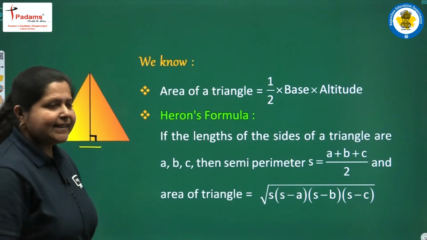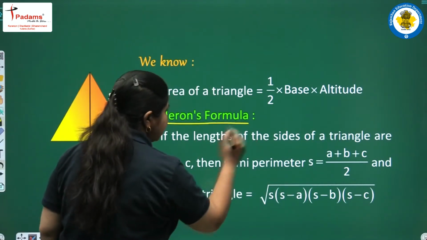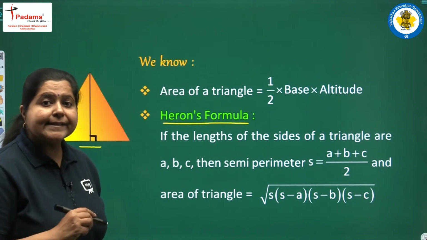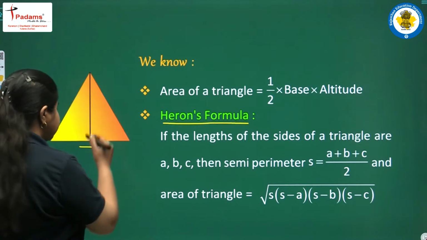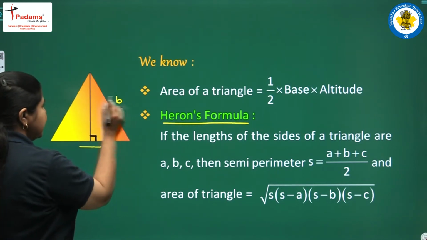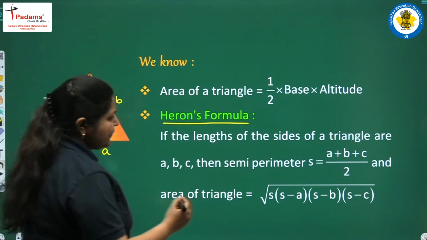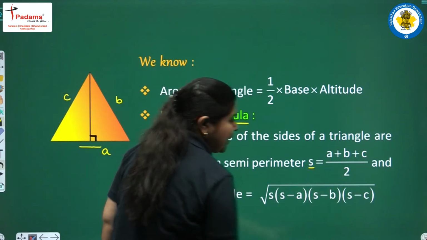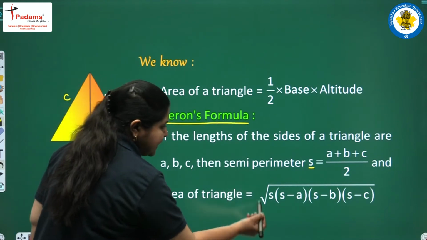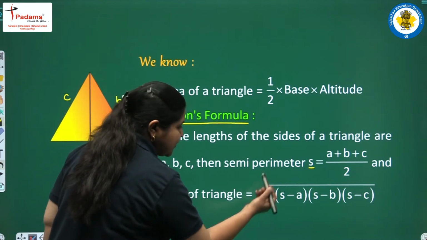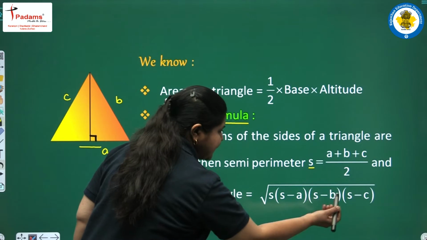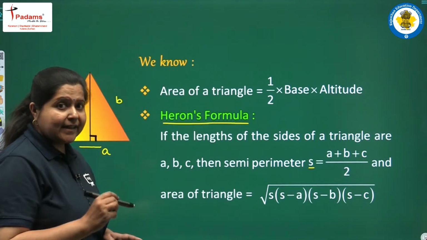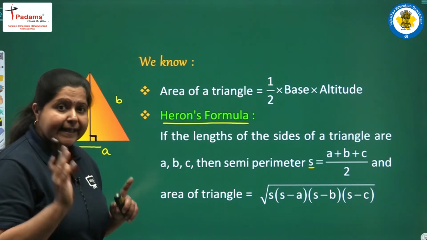Also in class 9th you have learnt the Heron's formula to find the area of a triangle when the lengths of its sides are given. Suppose the lengths of the sides are A, B and C. Then first we find the semi-perimeter S given by A plus B plus C upon 2, and then we find the area by this expression, square root of S into S minus A, S minus B, S minus C. This is the Heron's formula to find the area of a triangle when the lengths of its sides are given.